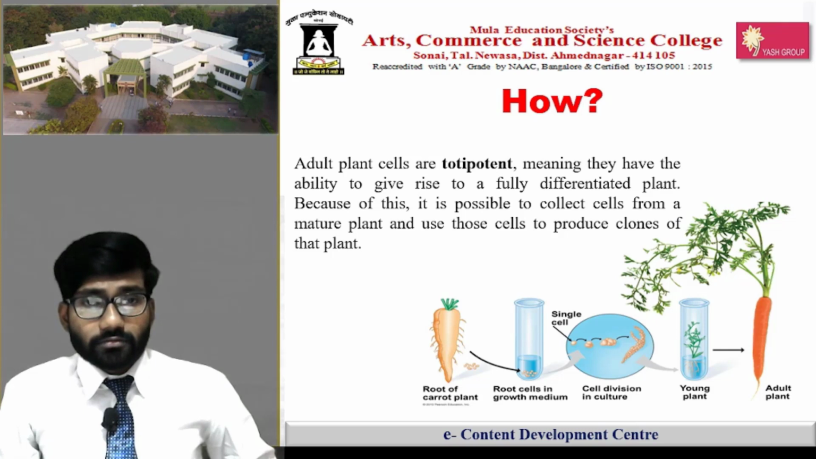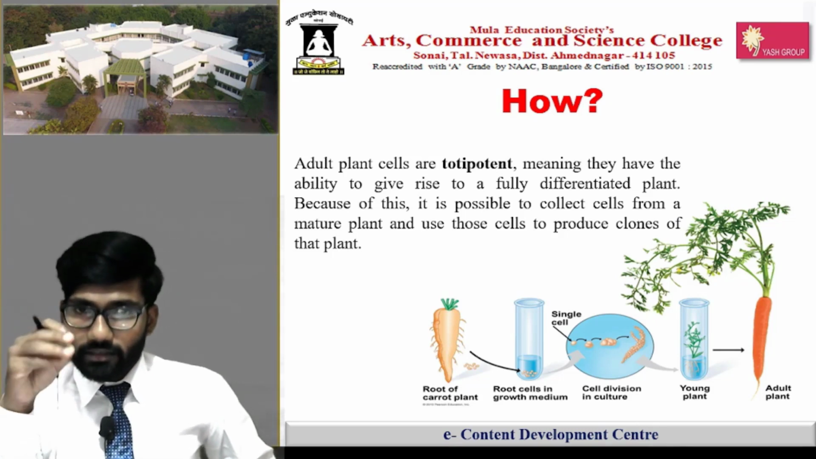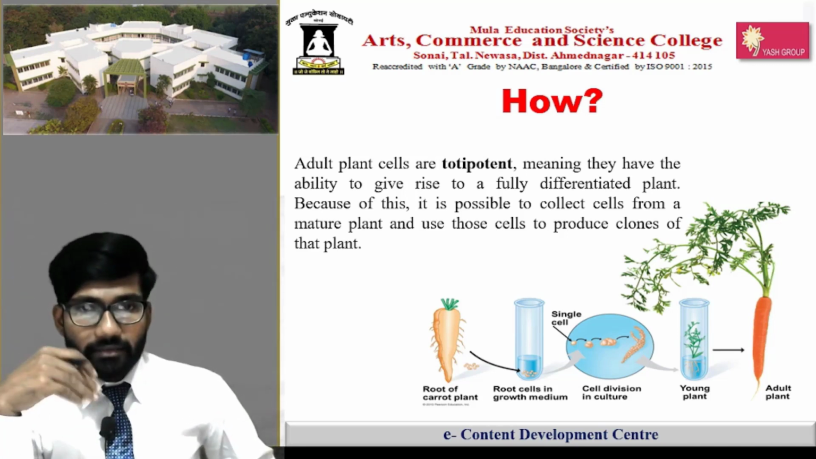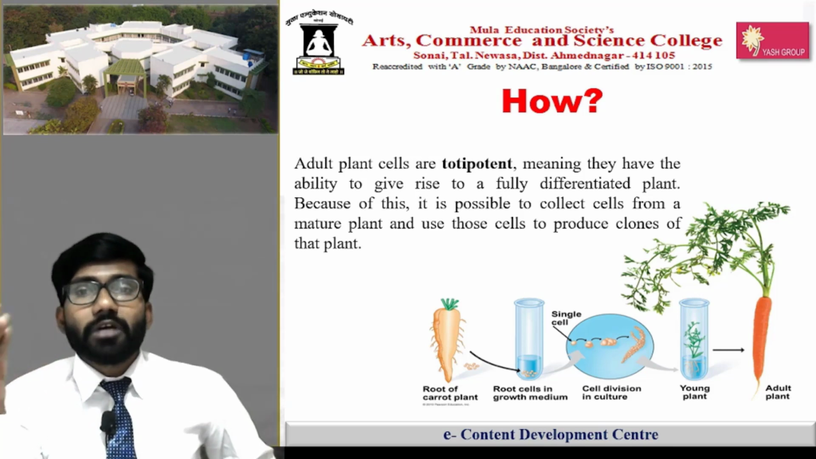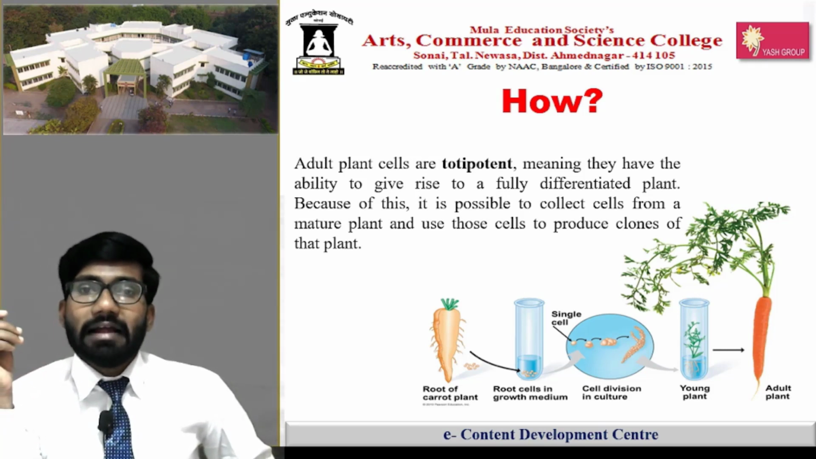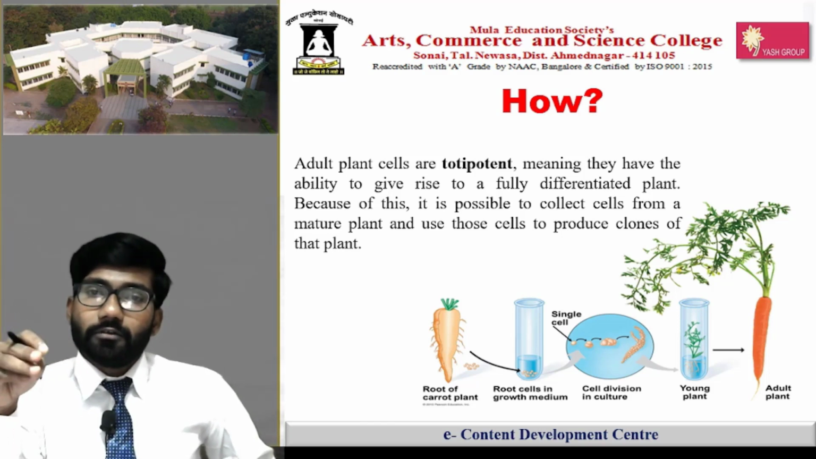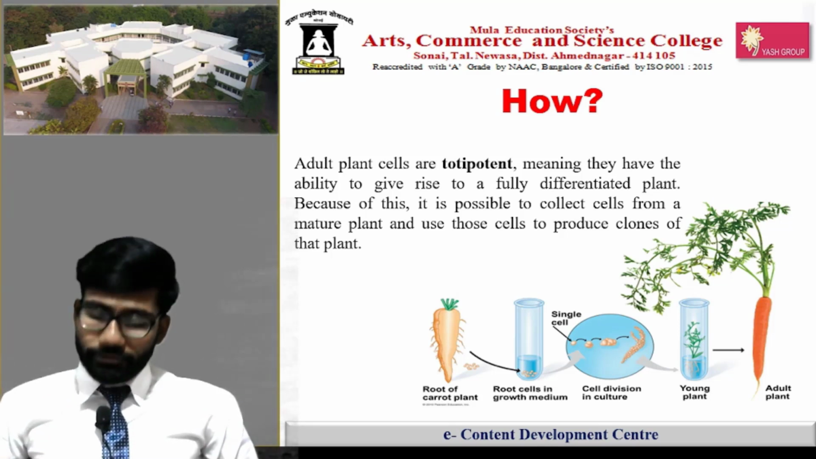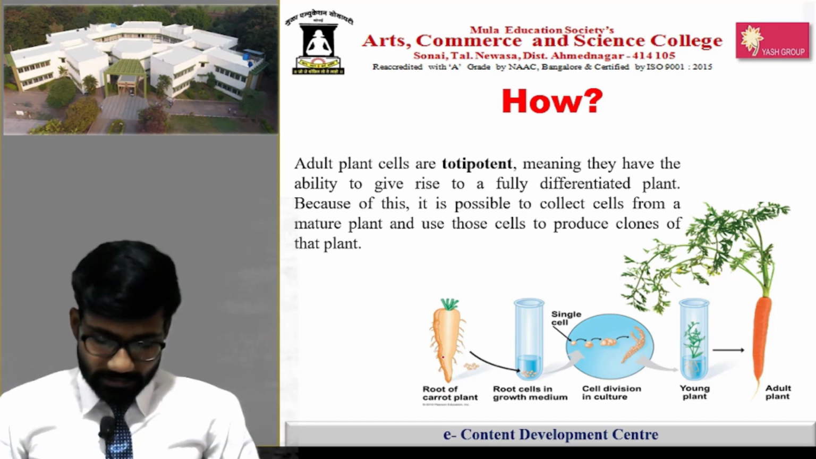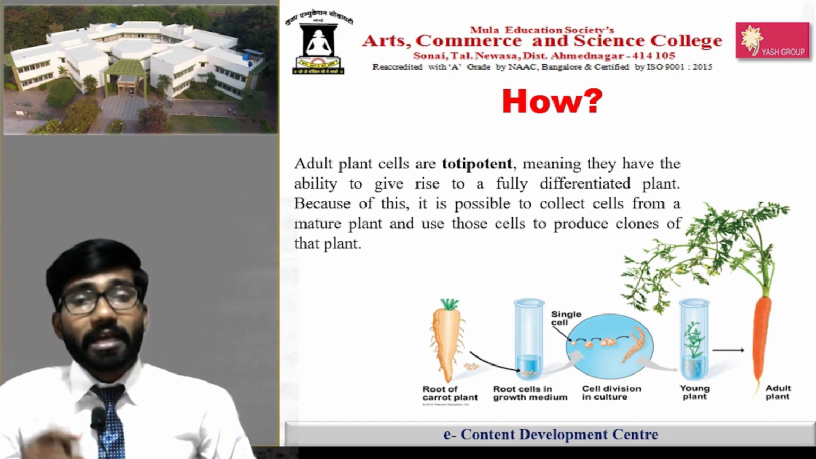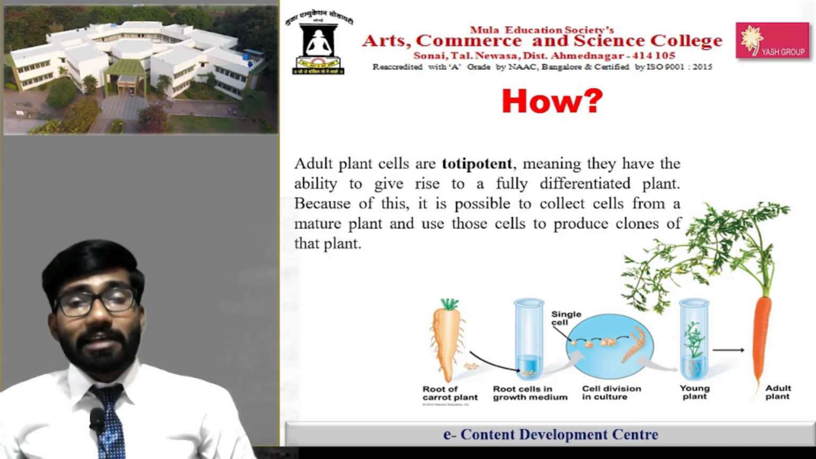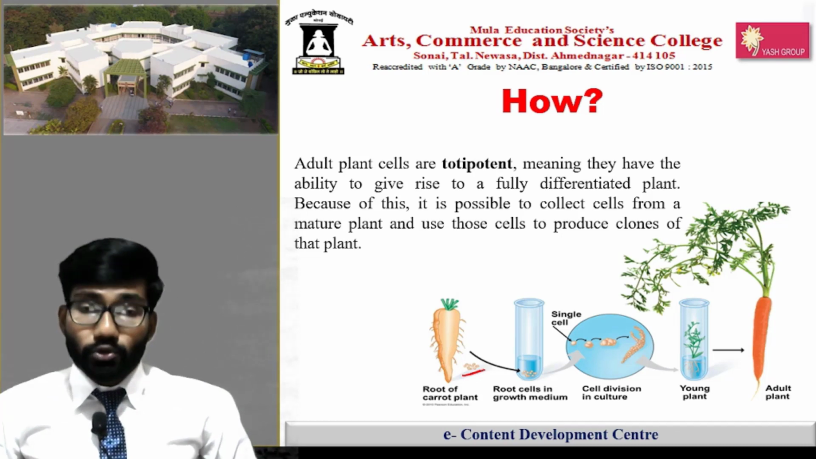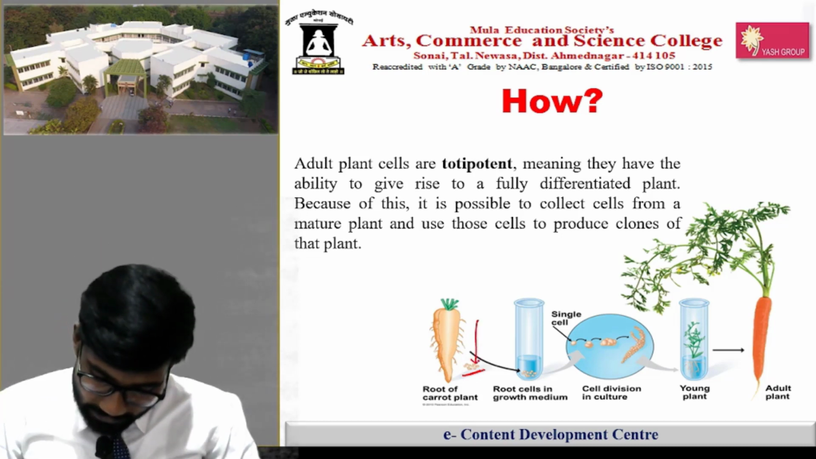So how does tissue culture occur? Adult plant cells are pluripotent, meaning they have the ability to give rise to a fully differentiated plant. Because of this, it is possible to collect cells from a mature plant and use those cells to produce a clone of that plant. Here, mainly the root of a carrot plant, and from the root of the carrot plant we can isolate some cells for the purpose of tissue culture. These cells are known as the explant.